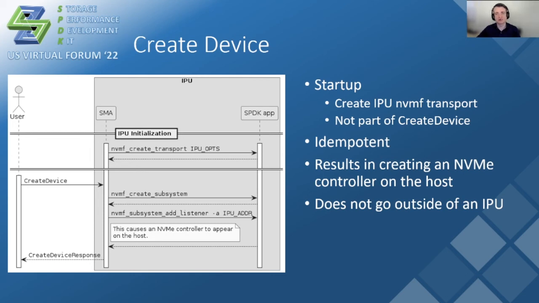We should also mention that this create device RPC is idempotent, meaning that you can send multiple requests and it will result in creating a single device, provided all of those requests are using the same parameters. So after SMA receives the create device RPC, it will create an NVMe subsystem, of course, if it doesn't exist already. And then it will add a listener to that subsystem with some IPU-specific address that can be directly translated to a BDF that identifies a PCI device on the host side.